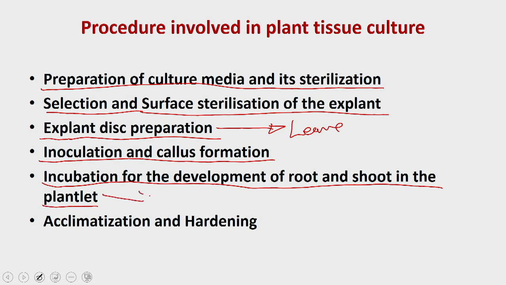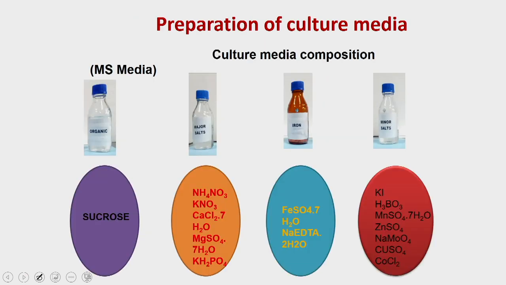So at this stage, you are going to vary the combination of the hormones in such a way that it is going to develop the roots and shoots. And then ultimately, you are going to do the acclimatization as well as the hardening steps. So let's start with the first step. In the first step, you are going to do the preparation of the culture media.